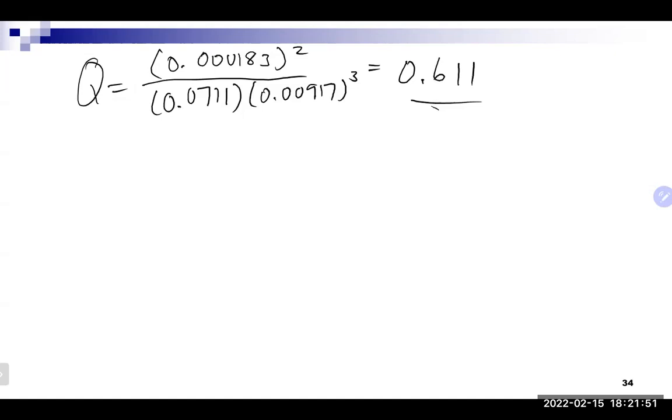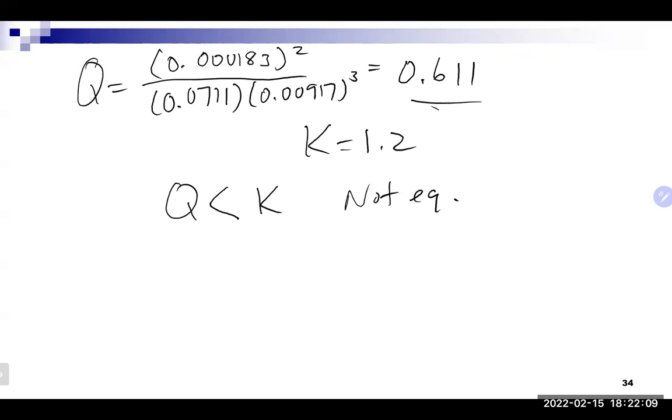Any questions up to there? Now our K value in this case was 1.2, so at this point we want to compare Q to K. Q in this case is less than K, which first tells us we're not at equilibrium. And in order to reach equilibrium, we need to make more products, so go opposite to where it points, towards the product side. Any questions on that calculation there?